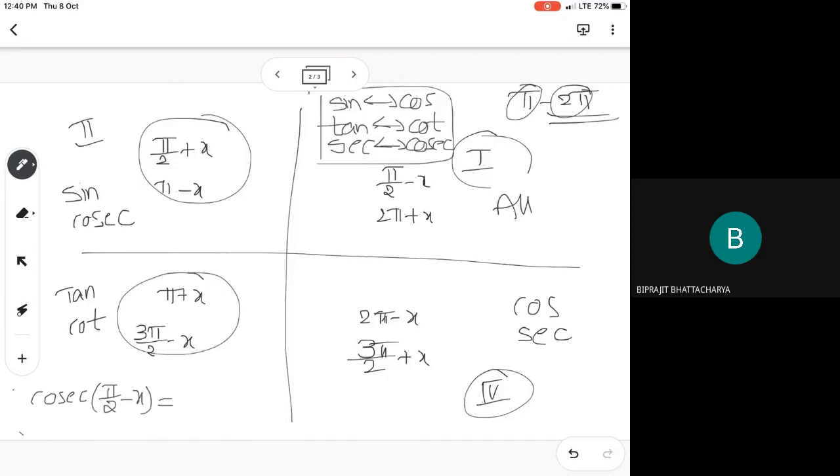Okay, tell me what you are going to get for cosec pi by 2 minus x. Minus cos x. Wait. Plus cosec x. Pi by 2 minus x is nothing but the first quadrant. Can you explain it? In the first quadrant everything is positive, sir.